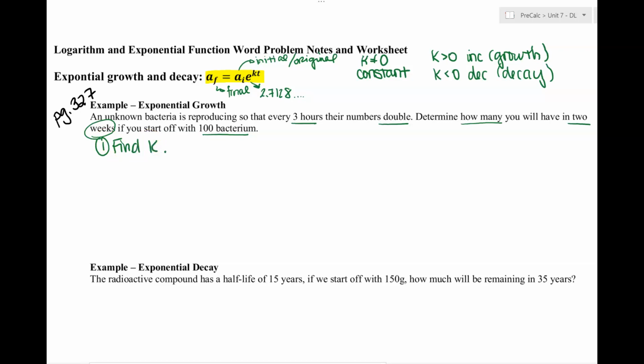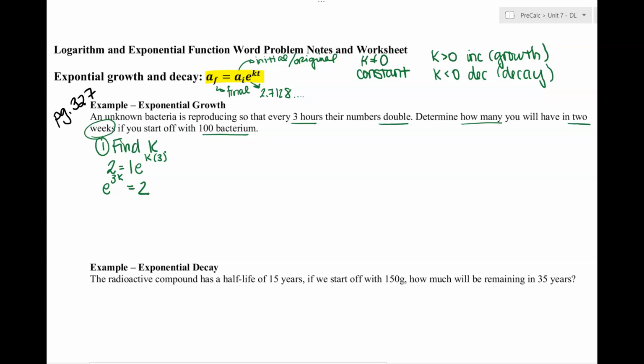It's telling me my numbers double every 3 hours. So I'm going to use the first sentence, always. Don't try to jump around. Don't try to mix up the information. They give it to you in a specific order for a reason. I don't know what I start with, so let's call it 1, and it's going to double. So my final would be 2 if my initial is 1, times e to the k we don't know, but we know that it doubles every 3 hours. So I can rewrite this as e to the 3k power is equal to 2.